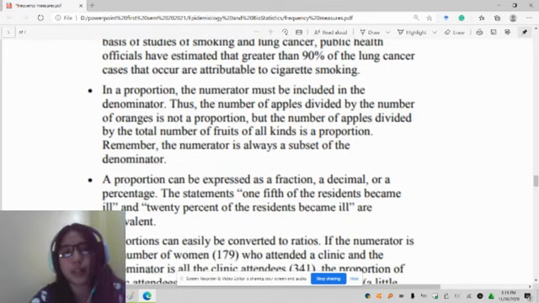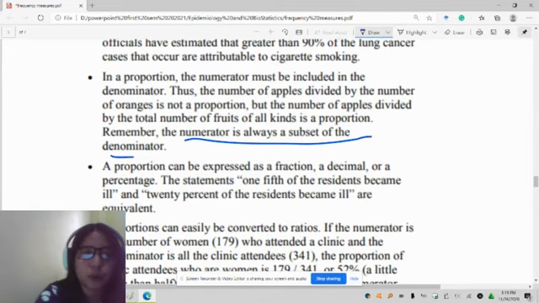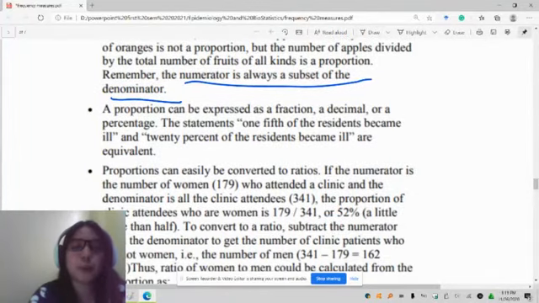So in proportion, the numerator must be included in the denominator. The numerator is a subset. It's a part of the denominator because the denominator is the total. And so as mentioned, the numerator is a subset of the denominator. So a proportion can be expressed as a fraction, a decimal, or a percent. If you multiply it by 100%, it's already in percentage.